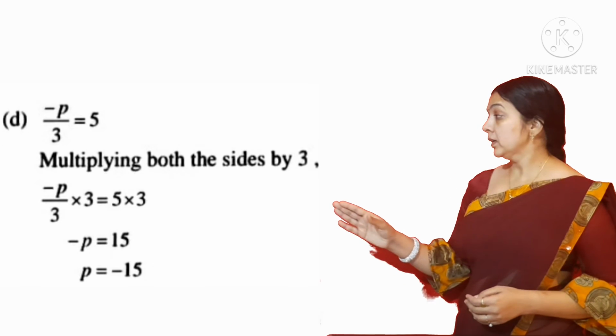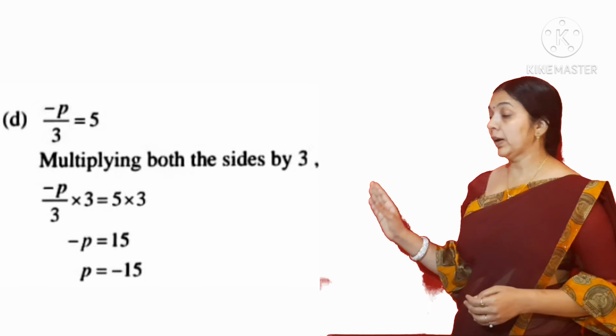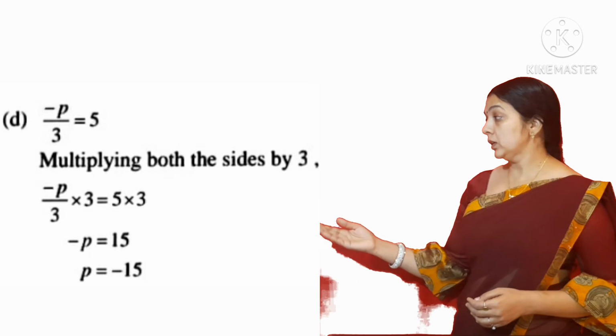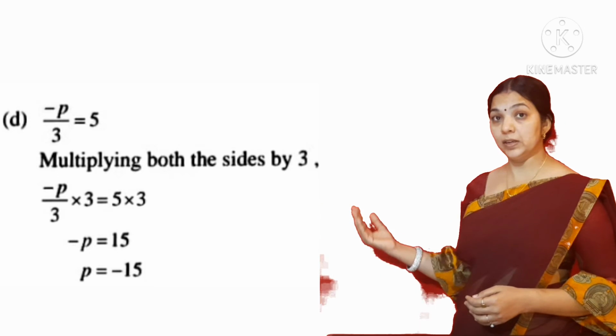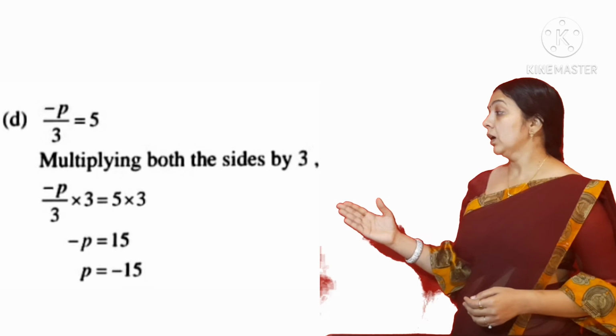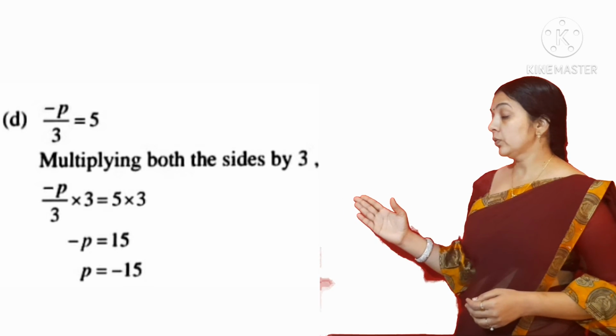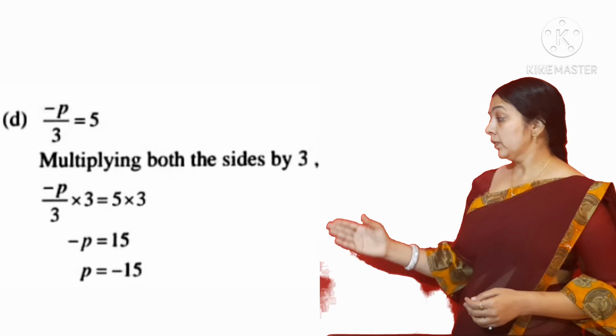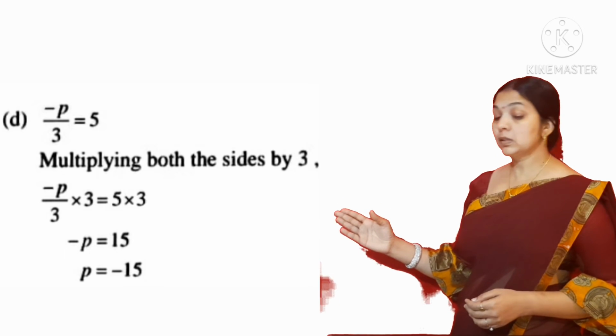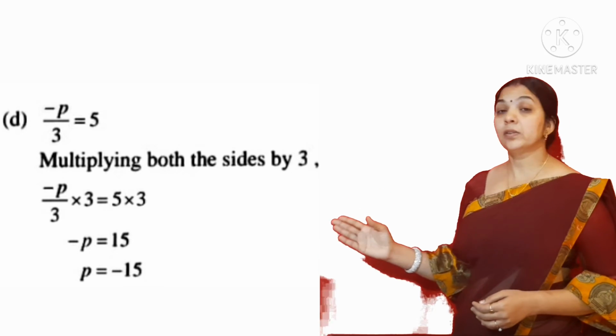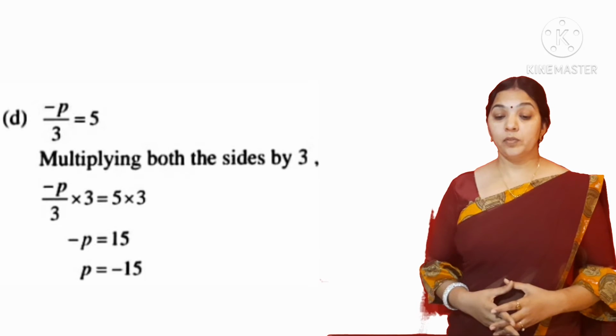Next is minus p upon 3 is equal to 5. So we will multiply by 3 on both hand sides, LHS as well as RHS. So minus p upon 3 into 3 is equal to 5 into 3. So 3 will be cancelled out. So minus p is equal to 15. It means p is equal to minus 15.